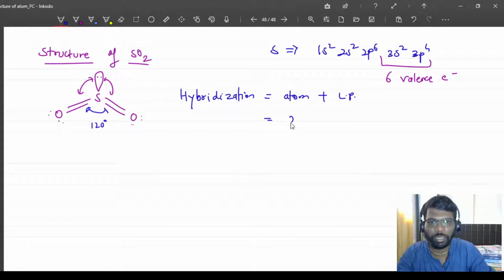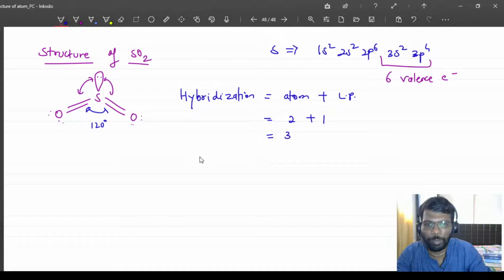How many atoms are connected? Two atoms are connected. And how many lone pairs? There is one lone pair. Total is three, so the hybridization is sp2. If this number was four, then the hybridization would have been sp3. But here the hybridization is sp2.